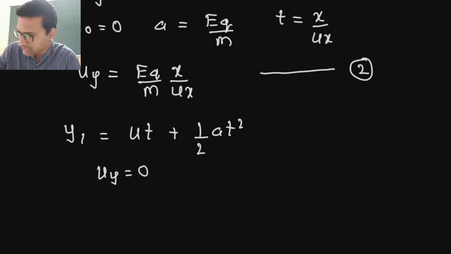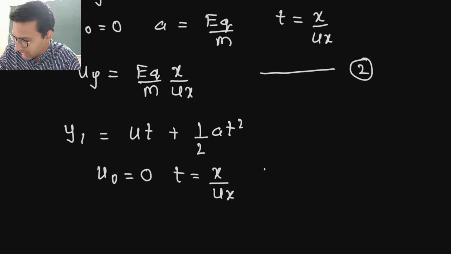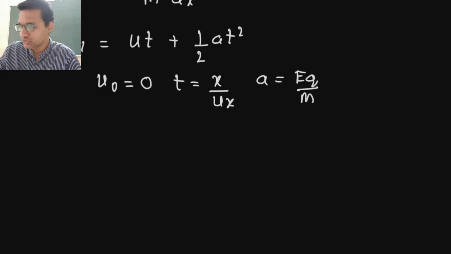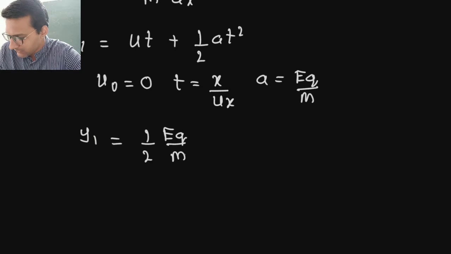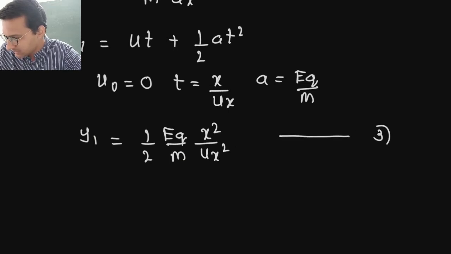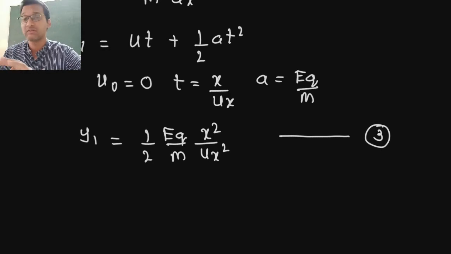Let us just call this u0, the initial velocity is 0. t we know is x divided by ux, acceleration is eq by m. So the first term will be 0 and there will be only one term, that is 1 half a, that is eq by m, into t square, that is x square by ux square. Let us call this equation number 3. Now this equation is for the displacement.